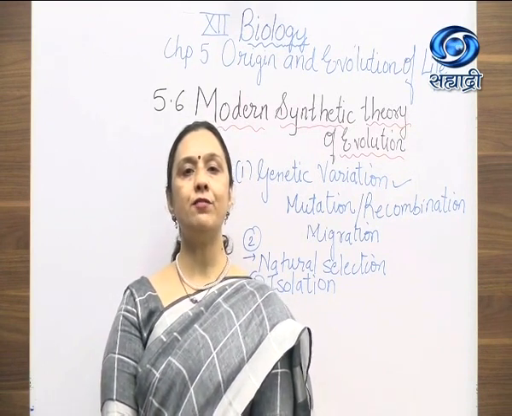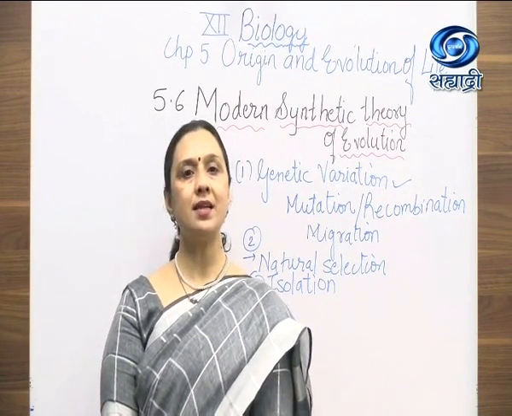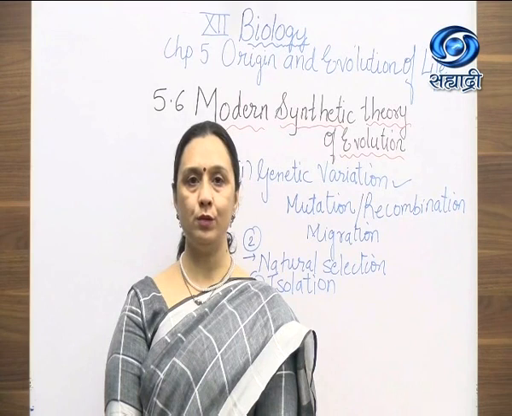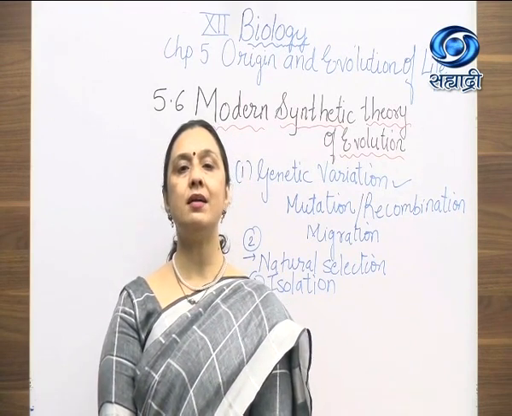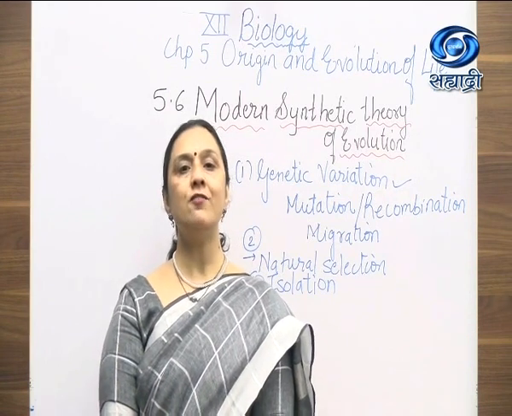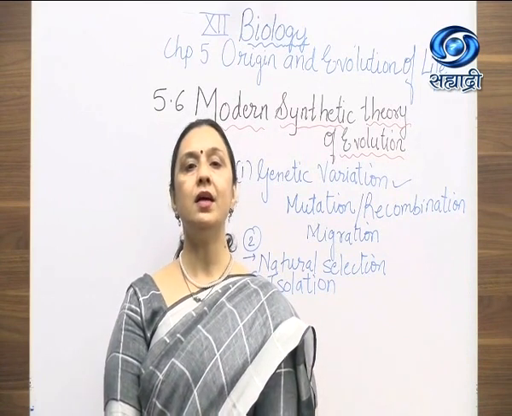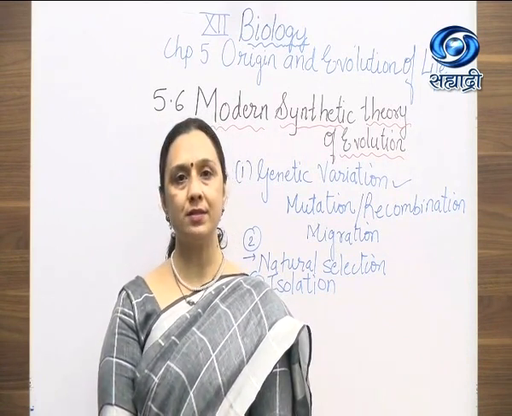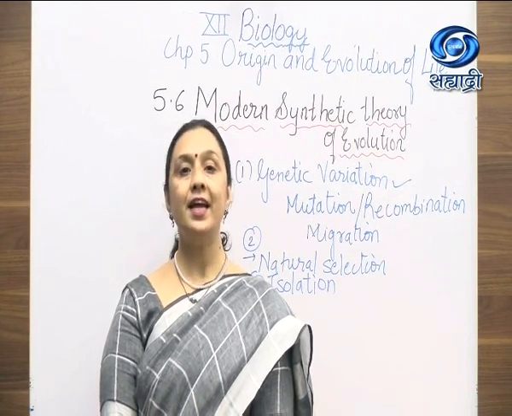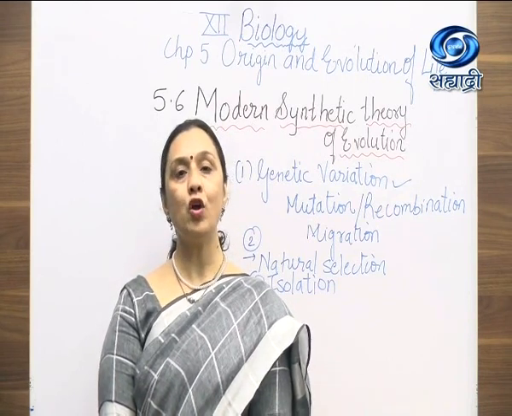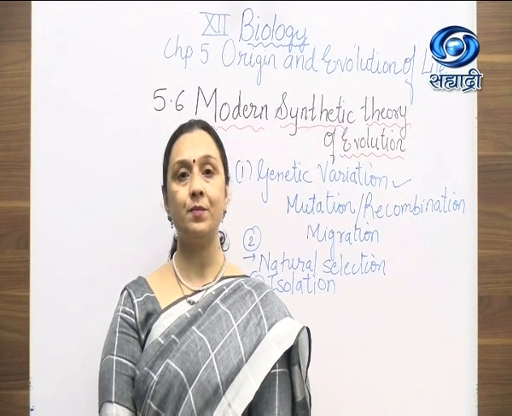We had started with chapter 5, Origin and Evolution of Life. In that chapter, we had started with the modern synthetic theory of evolution. I had told you that there are three basic concepts to understand it. First is genetic variation. Why does genetic variation occur? It occurs because of mutations. It may occur due to recombination of the genes. It may occur due to gene flow, or due to genetic drift, accidental death.